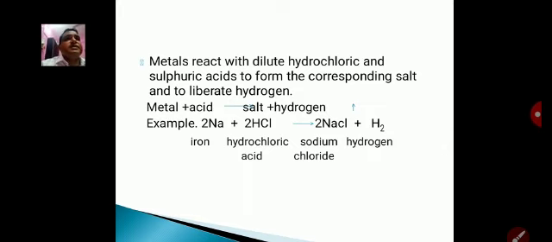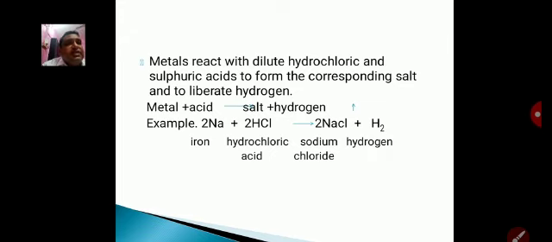Some metals react with acid. How do they react with acid? Like sodium reacts with hydrochloric acid and forms sodium chloride. Sodium chloride is a salt.